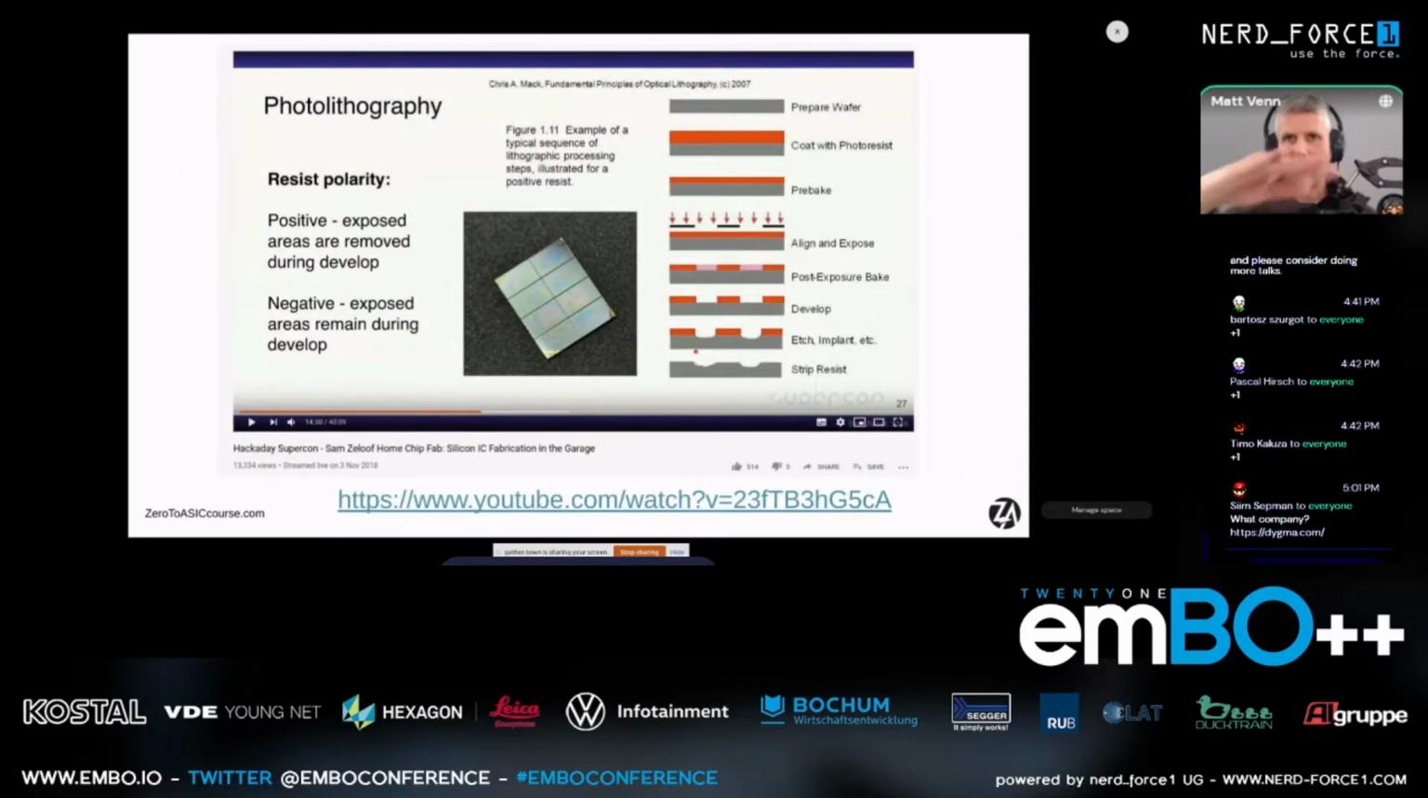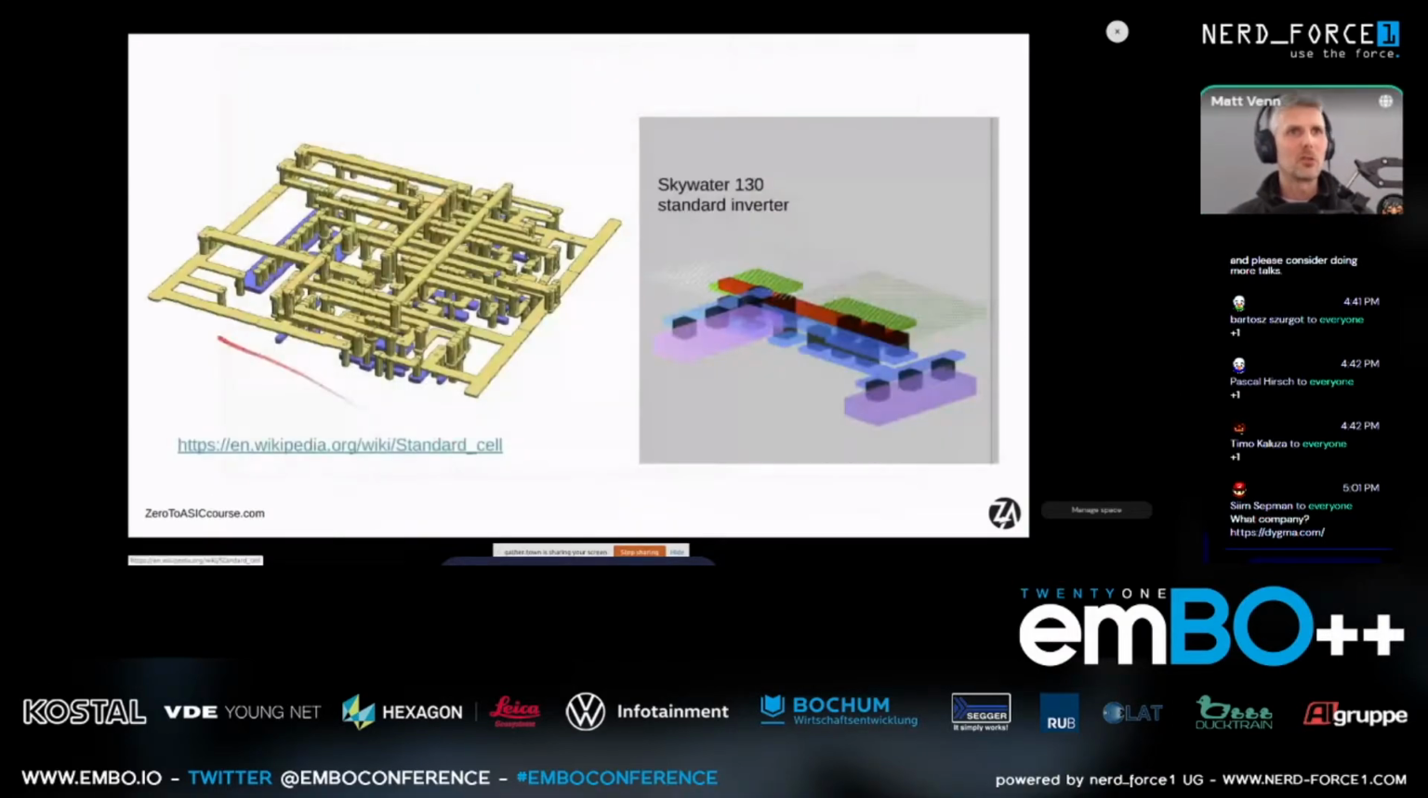We etch it away with acid to make a little hole. We bombard it with ions to change it into a P or an N-type MOSFET. We grow some metal layers there to grow a connecting wire. And then finally, we strip off the resist, and then we repeat that 30 times to build up a three-dimensional structure. So a three-dimensional structure might look like this.